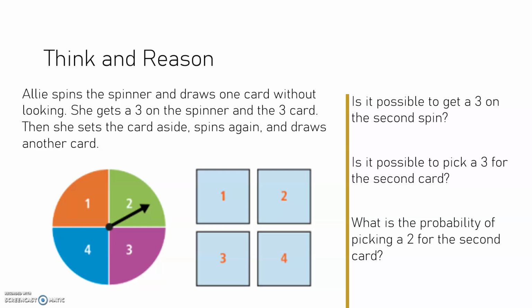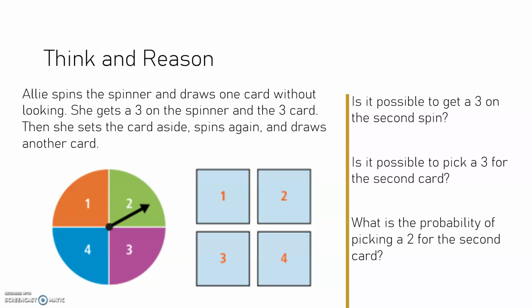So the first question I had is that if somebody spins a spinner and then picks one card without looking at it, and she gets a 3 on the spinner and the 3 card. Then she sets the card aside, spins again, and draws another card. Is it possible for her to get a 3 on the second spin? Is it possible for her to pick a 3 for the second card? What is the probability of picking a 2 for the second card?